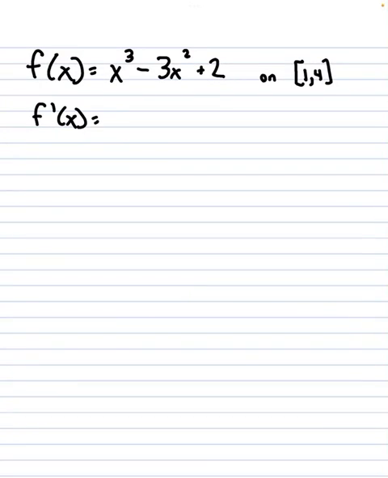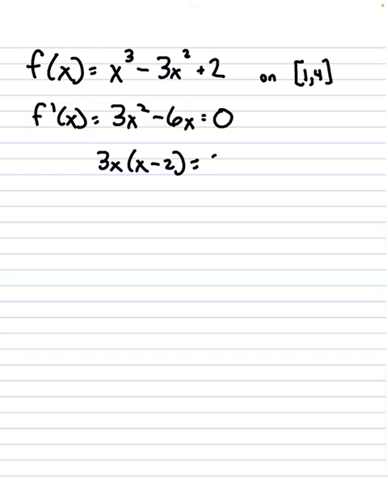So f prime of x is equal to 3x squared minus 6x. And of course, we set this equal to 0 because we want to find the critical points. Okay, 3x squared minus 6x is equal to 0. We factor out the greatest common factor, 3x. So that's 3x times x minus 2 is equal to 0. Of course, we set both of them equal to 0. So x is equal to 0 and x is equal to 2. These are our critical points.